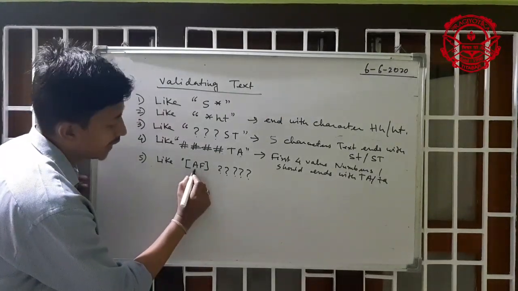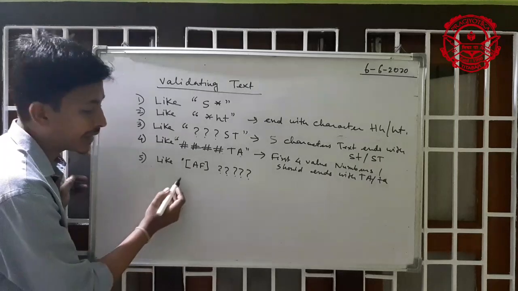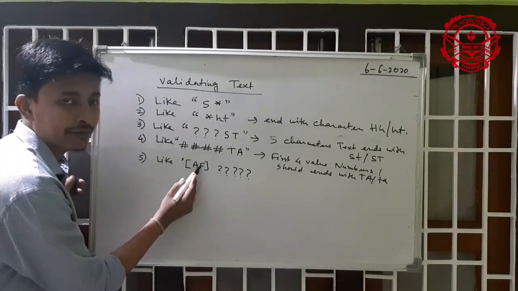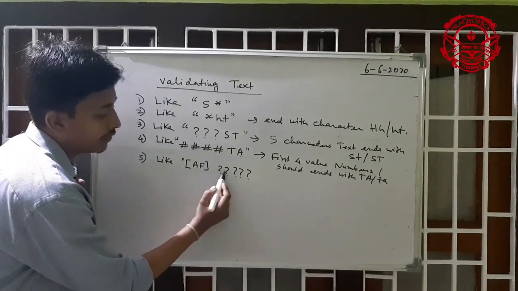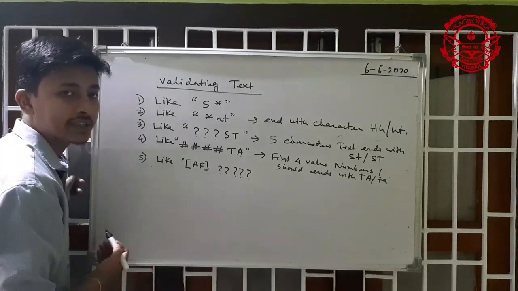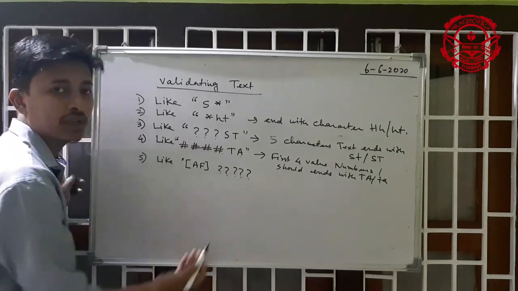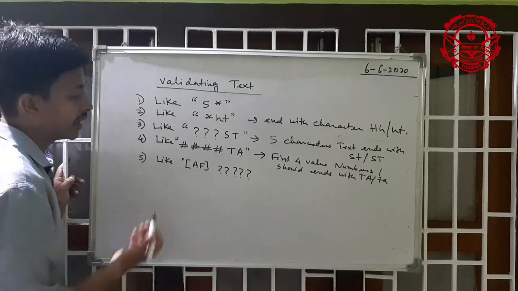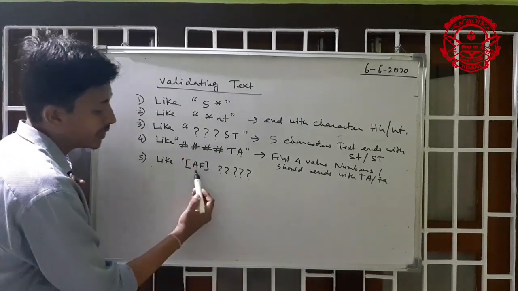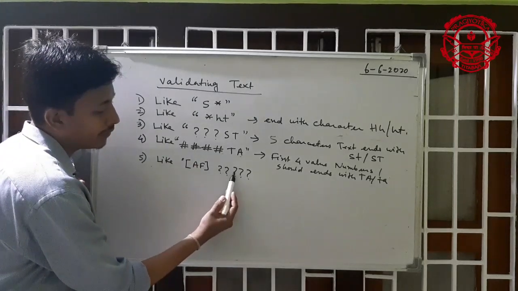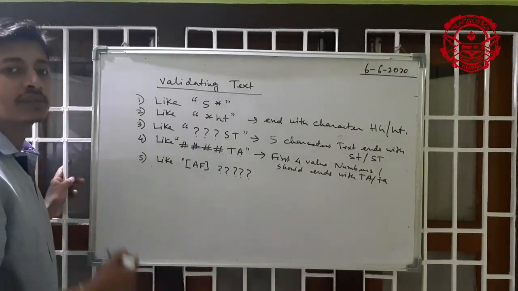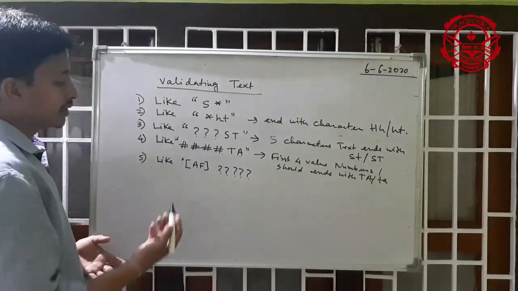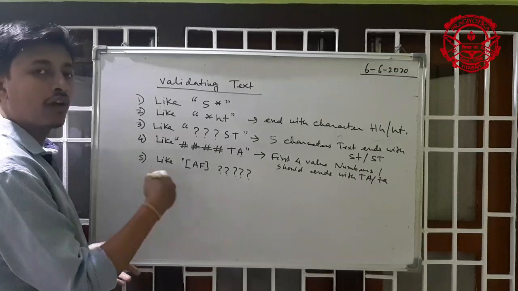There are 2 characters given here in the square brackets. You can see A, F. After it, 5 what? Characters. Question mark means what? It represents characters. Hash represents numbers. So means 1, 2, 3, 4, 5, 6. It accepts 6 characters, but the first one may be A or F.